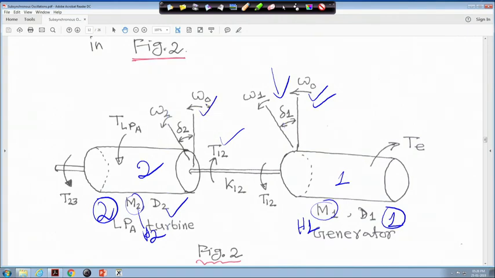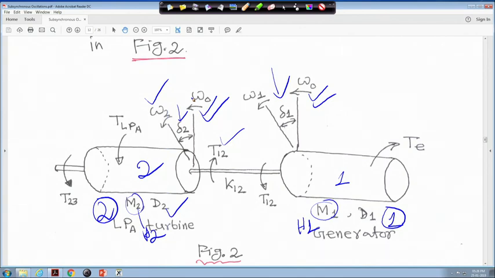Similarly, this is omega 0, the rated speed. For the LPA, one of the low pressure sections, it is showing omega 2, and this is delta 2. Although they are connected together, the shaft has different stiffness.